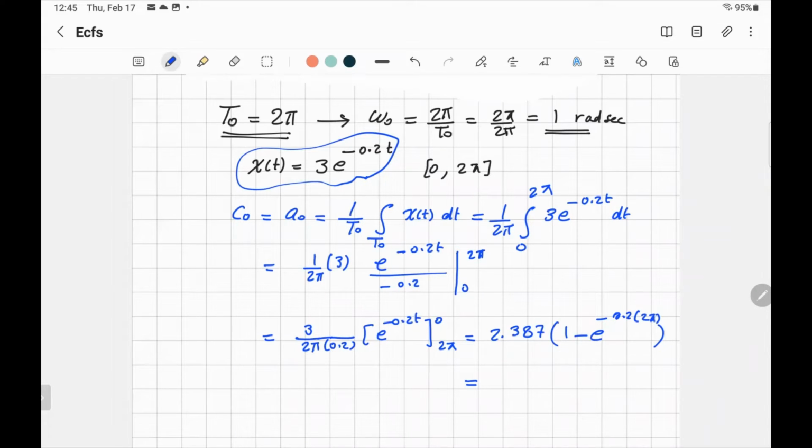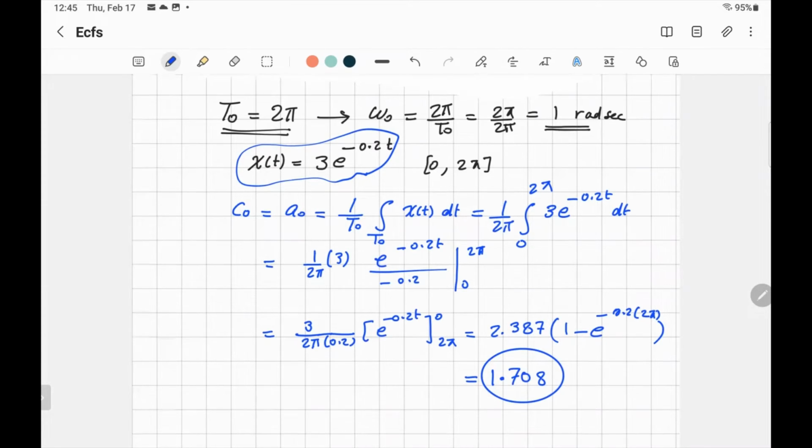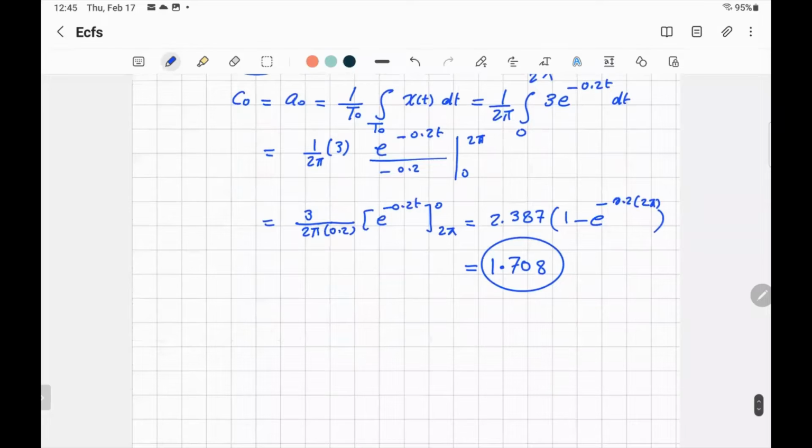Yeah, it's equal to 1.708. That will be the value of C naught or A naught, the same thing. So I did A naught, C naught. Now I will go for general CK, and we'll check if we can get C naught from CK, if it's easy or not.